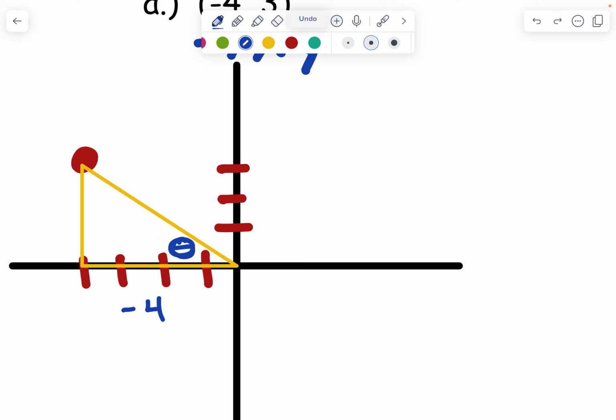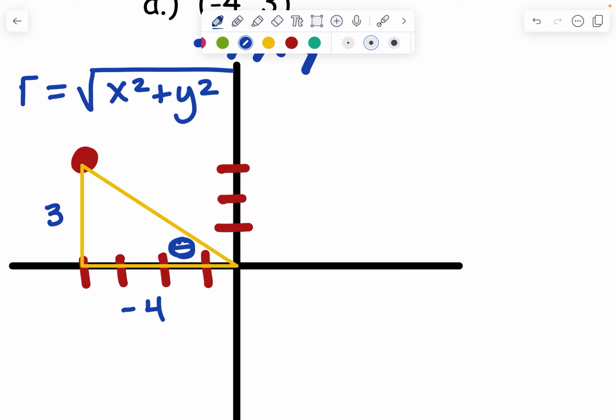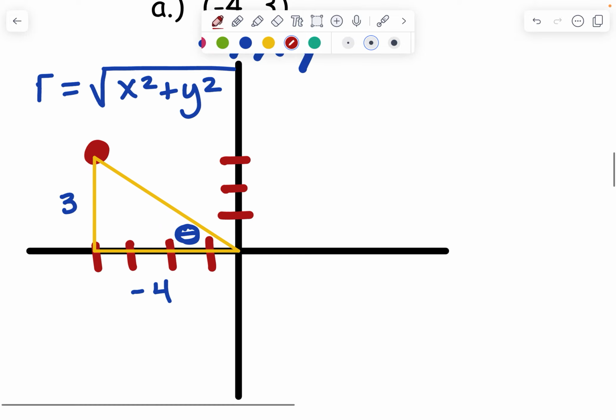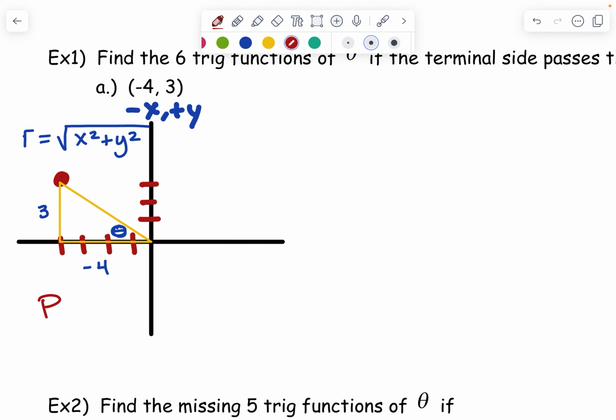I don't know why my pen's... there we go. All right, so how do you find first your radius? Well, you could use the formula that we discussed earlier. R is the square root of x squared plus y squared. But hopefully you're getting to the point where as you see them more and more, you will recognize our Pythagorean triples. Sorry, my pen's kind of messing up. This one is a 3, 4, 5 triangle.